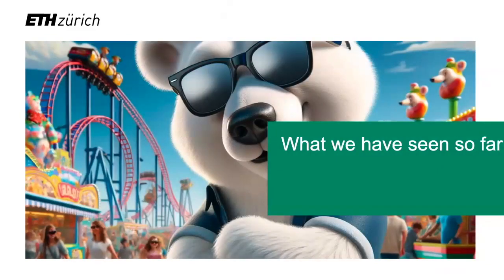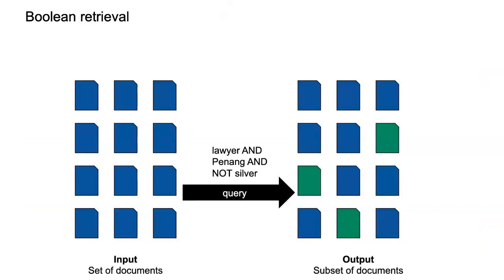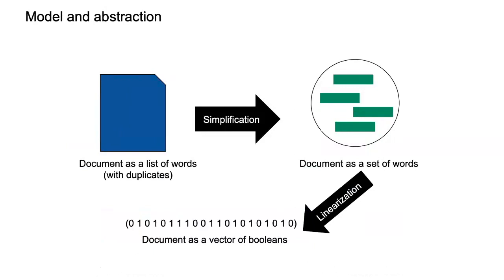So what have we seen so far? We've looked into Boolean retrieval, which means that we have a set of documents, and we consider each document to be a set of words. Then we have a Boolean query with and, not, and or, and we retrieve a subset of the documents. Then we saw, again at a level of abstraction, that set of words means that we consider documents to be vectors of Booleans, zeros and ones. That's the set of words semantics.